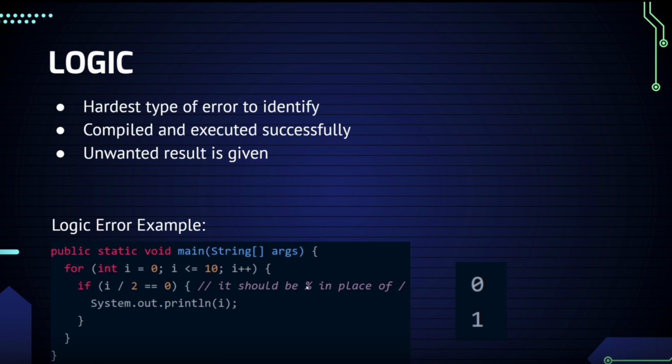This is because there should be a modulo symbol instead of a division symbol. It should be printing 0, 2, 4, 6, 8, and 10 instead of 0 and 1.